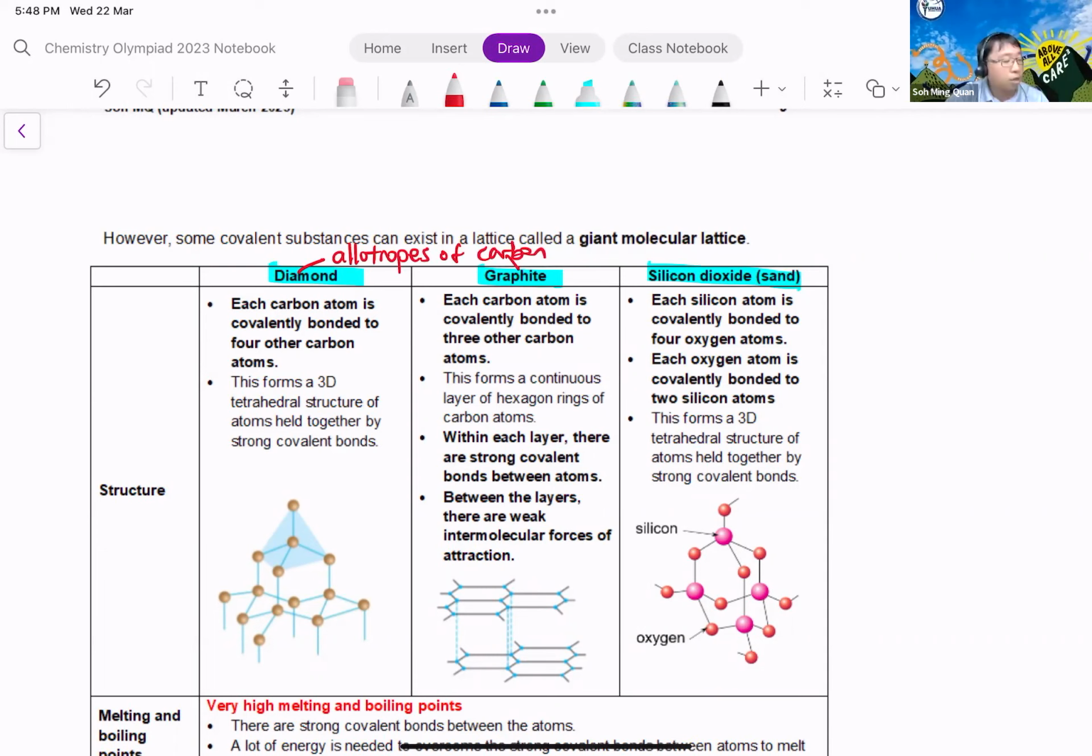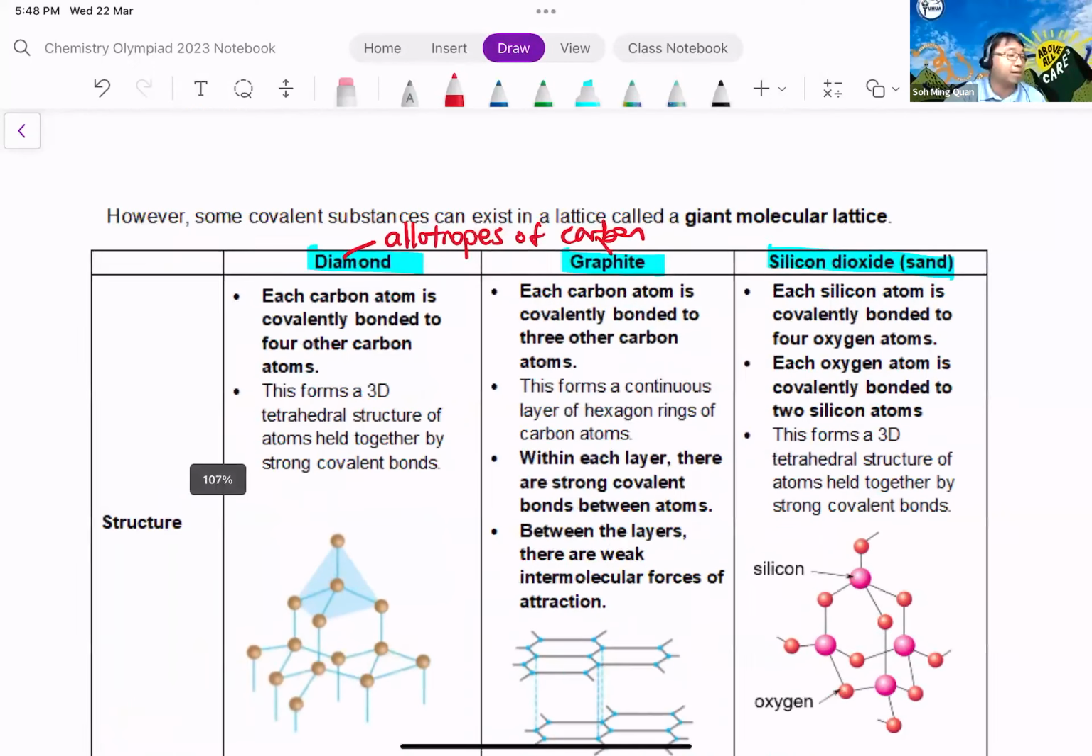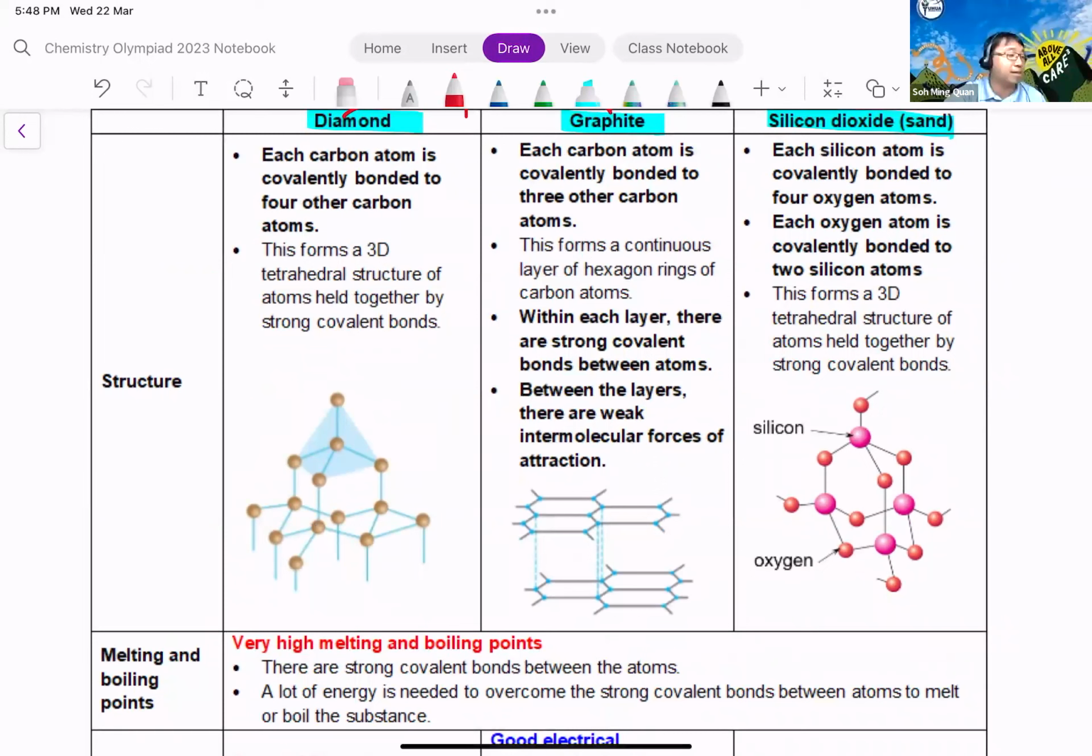What does allotrope mean? Allotrope means it is the same element, but they have different structures. The connections between carbon atoms in diamond is not the same as graphite. So let's look deeper. In diamond, each carbon atom is covalently bonded to 4 other carbon atoms. On the other hand, in graphite, each carbon atom is only covalently bonded to 3 other carbon atoms. All right. This has important impacts later.